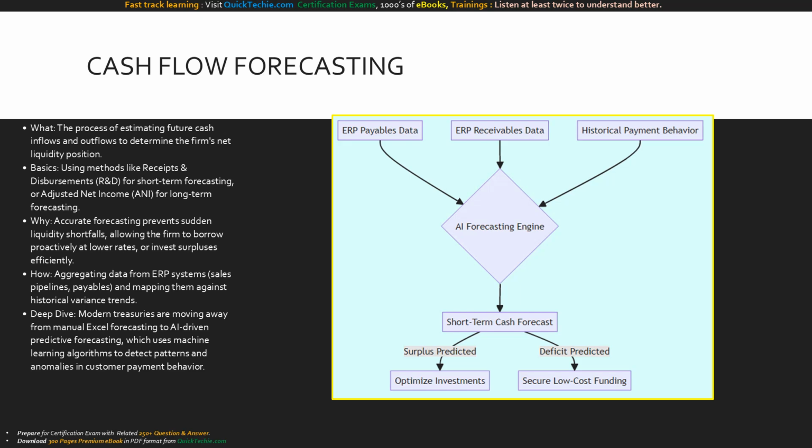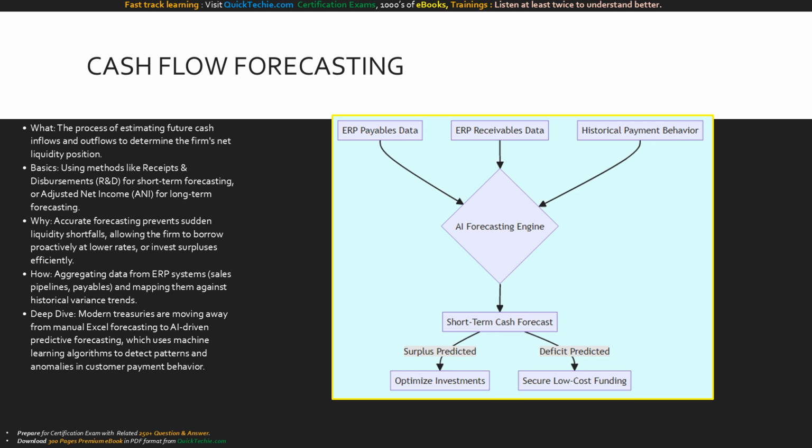If cash positioning tells you where you are today, cash flow forecasting tells you where you will be tomorrow. What is it? It is the rigorous estimation of future inflows and outflows. The basics involve two primary methods: the receipts and disbursements method for granular, short-term daily forecasting, and the adjusted net income method for long-term strategic planning.